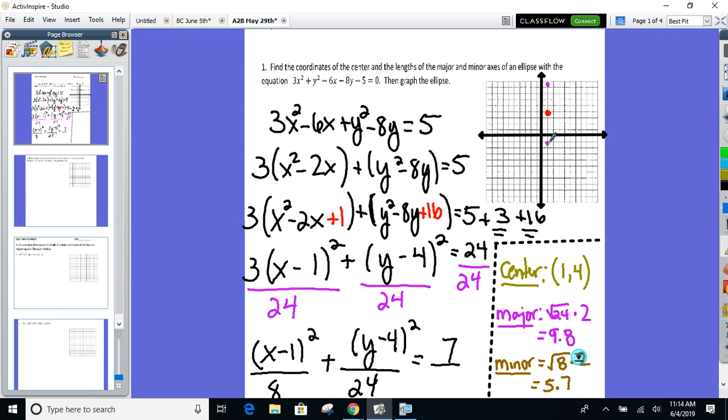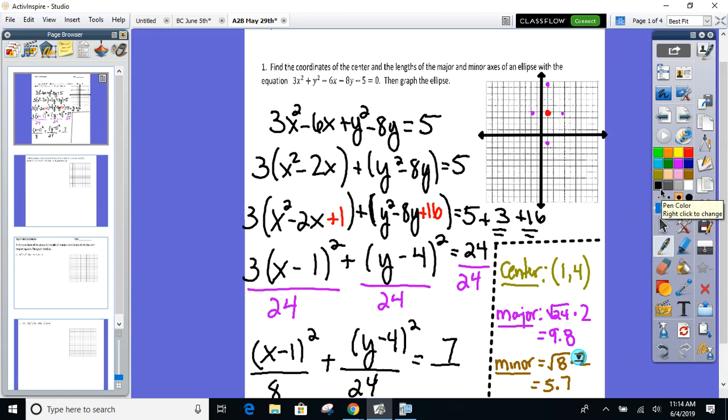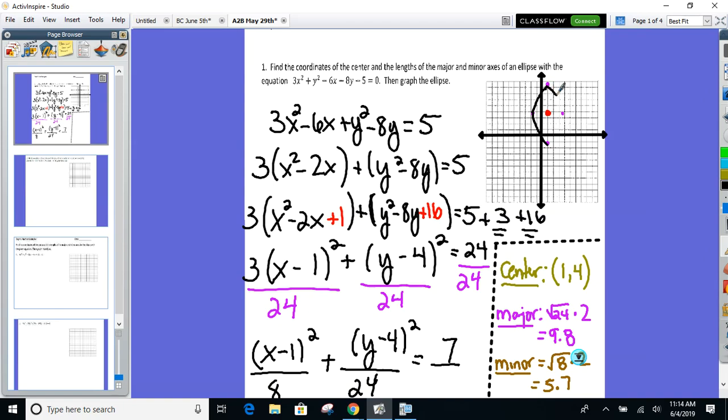What about left and right? I'm not going to go 5.7. That's how long it should be. Half of 5.7. About 2 point. All right, 2 point, almost 3. 1, 2, almost 3. There it is. Make it look somewhat oval shape. There it is.